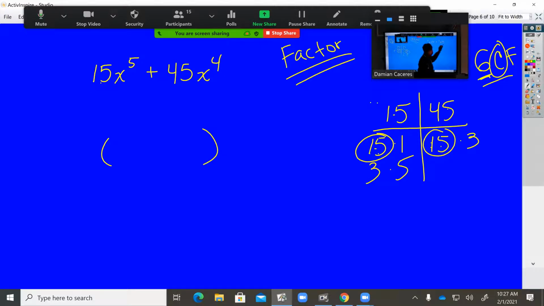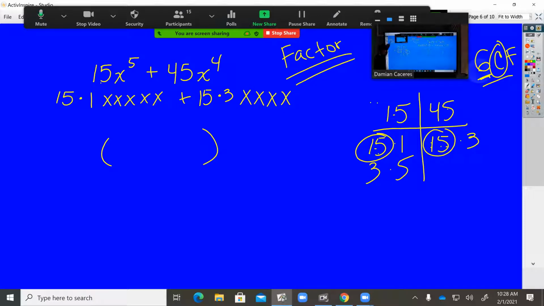So what times what is 15? 15 times 1. And how many x's do you see there? 5 of them. 1, 2, 3, 4, 5. 45 is what times what? 15 times 3. The numbers that we used here. How many x's do you see? 4.